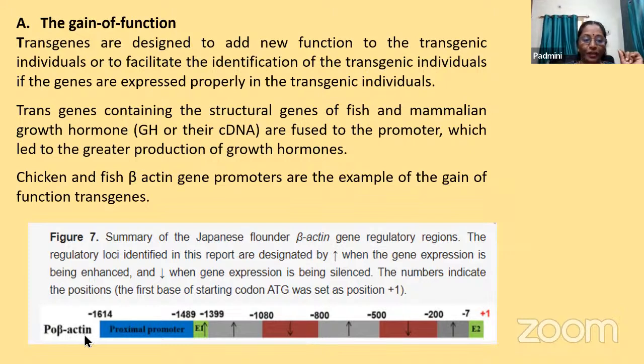So you have the promoter region over here. Beta actin gene is a promoter in this fish. So the beta actin gene promoter, proximal promoter region over here. And wherever you have arrows pointing upwards, this is where the gene expression is being enhanced. And wherever you have an arrow pointing downwards, the gene expression is being silenced. So when you add your growth hormones, the gene expression is enhanced or expressed there. That is the reason why it is very useful to check where the promoter region is.